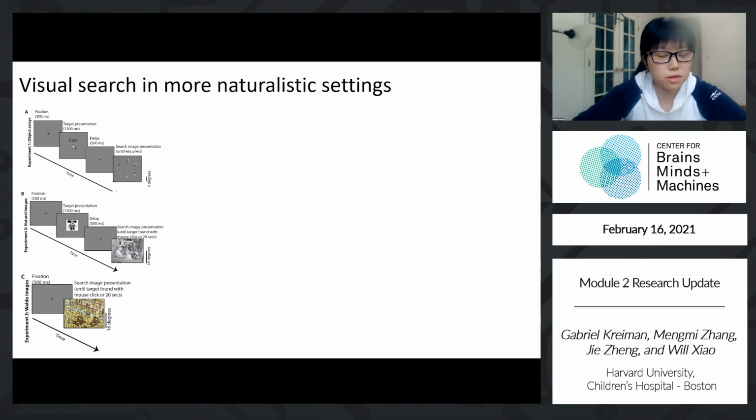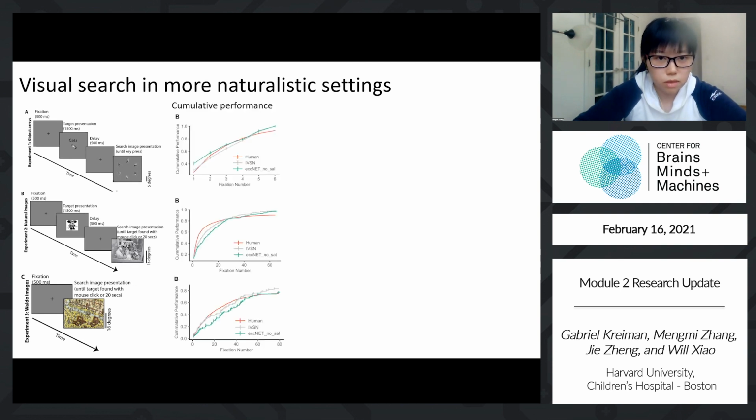So these are the 3 experiments that we did from our previous project. These 3 data sets include object arrays, natural images, and the Finding Waldo experiments. The first evaluation metric we introduce here is the cumulative search performance. And it's telling you the probability of finding the target given a fixed number of fixations.